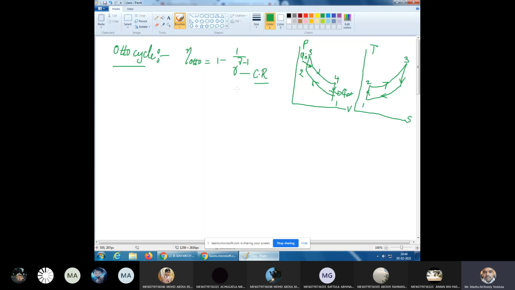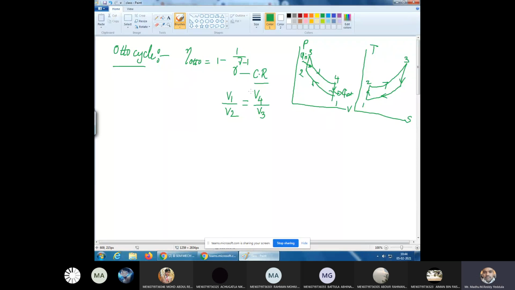Right. So where r is the compression ratio, that is the volume at the start of the compression by the volume at the end of the compression, or it is also equal to the expansion ratio, the volume at the end of the expansion by the volume at the start of the expansion, right? So right, we'll start problems.